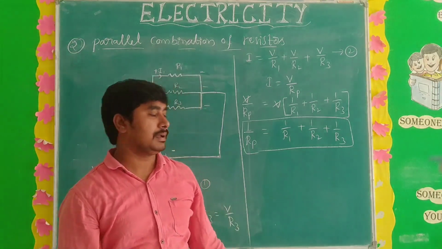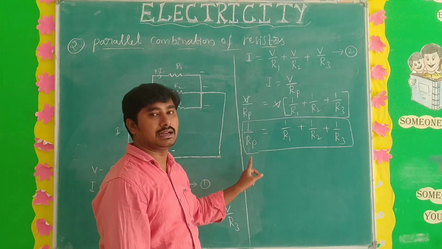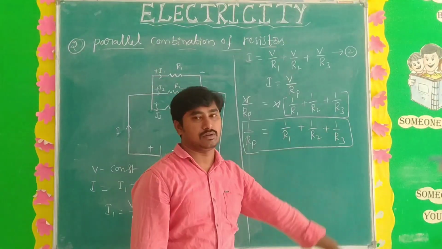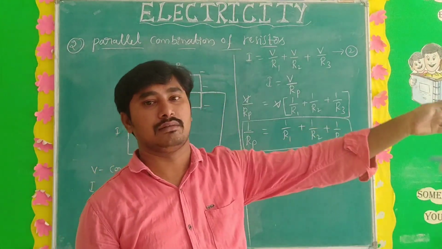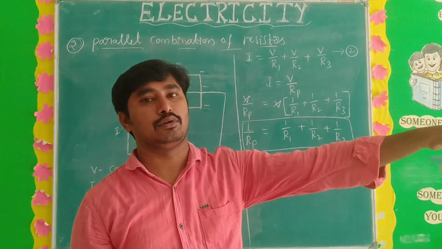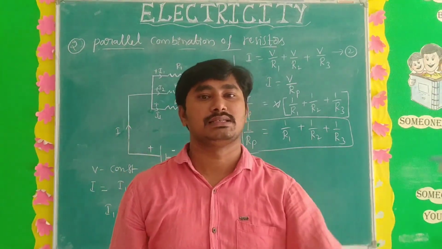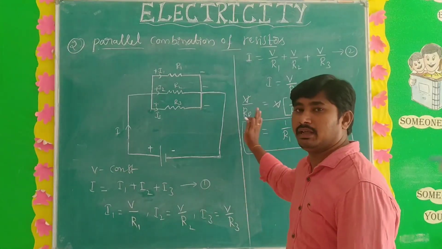Understand? So what is the formula? 1 by RP is equal to 1 by R1 plus 1 by R2 plus 1 by R3, where RP means the equivalent resistance in the parallel combination, and R1, R2, R3 are the given resistances, and so on up to 1 by Rn. If they give 20 resistors, you have to take up to 20. If they give 6, you take up to 6, depending upon the number of resistors. Understand? This diagram and derivation are very important.